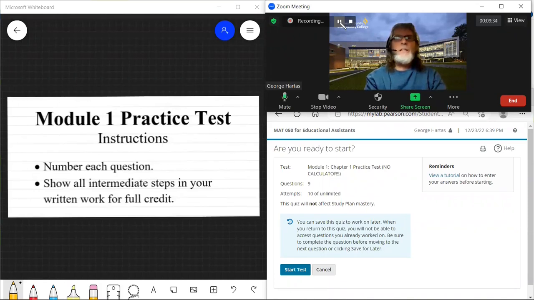Be sure to write down the question number next to the problem you are working on. That way your professor can quickly find your written work. Also, you must show all intermediate steps when completing a problem to receive full credit. Use my own written work as a guide for the work you must show. So let's begin the practice test.